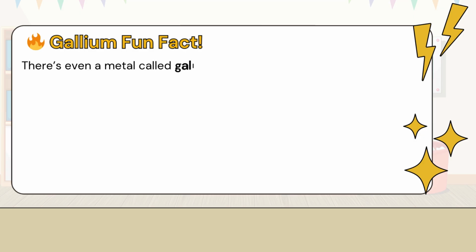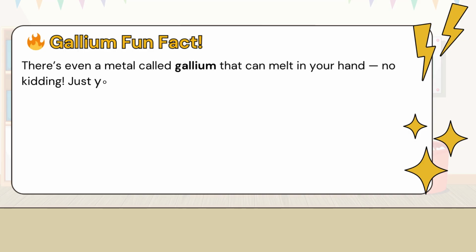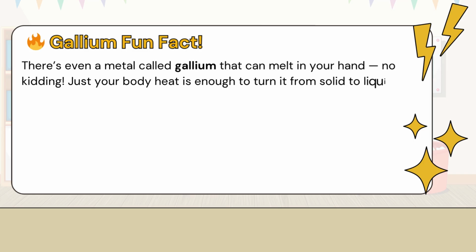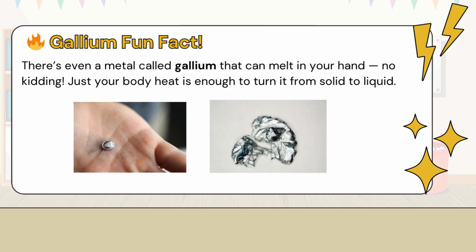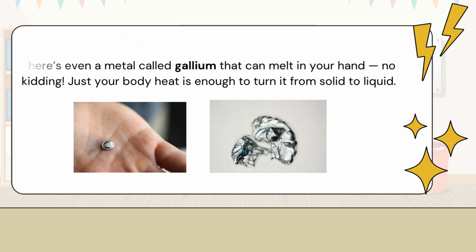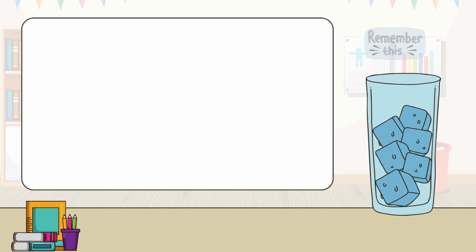Now, here's a fun fact for you. Gallium. There's even a metal called gallium that can melt in your hand. Yes, I'm not kidding. Just your body heat is enough to turn it from solid to liquid. Gallium's melting point is close to your body temperature, which is 36 to 37 degrees Celsius. So when it touches the body, it melts.